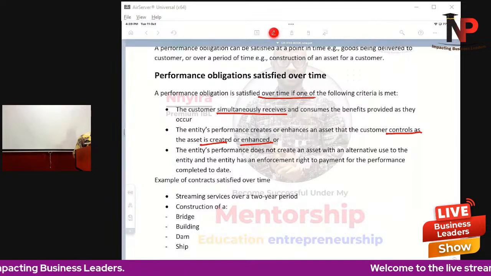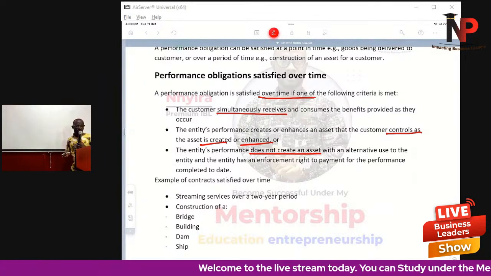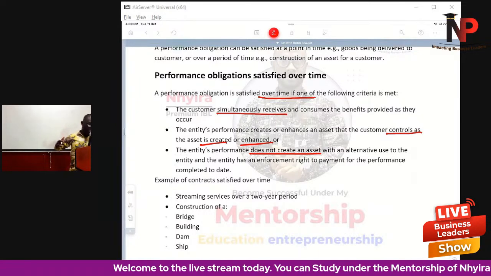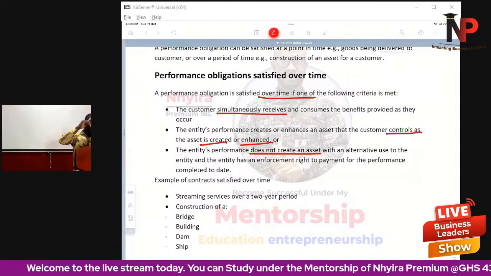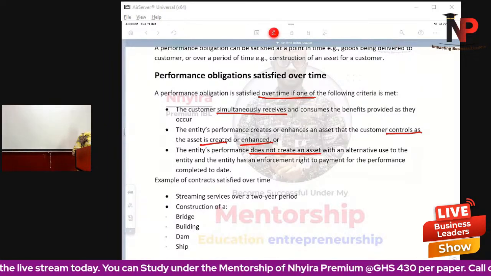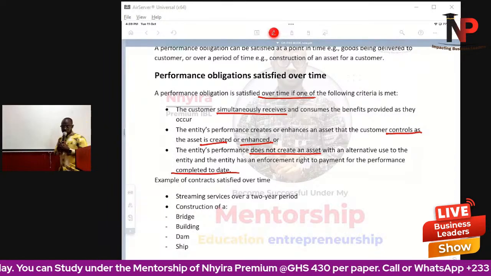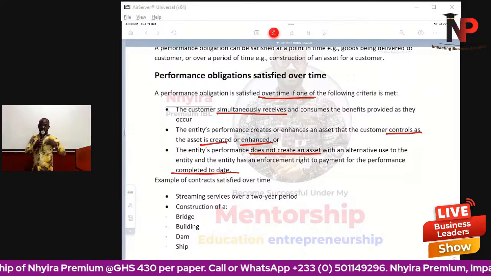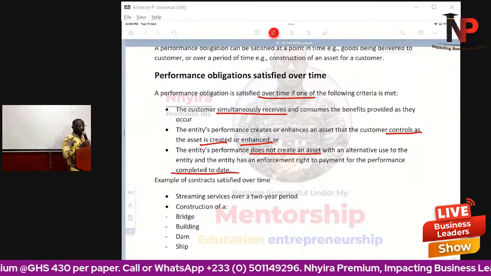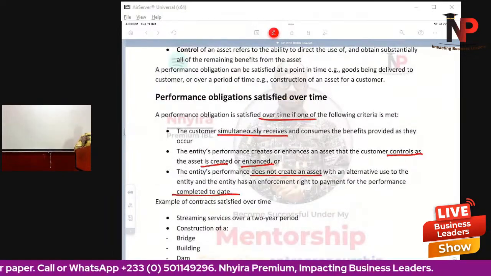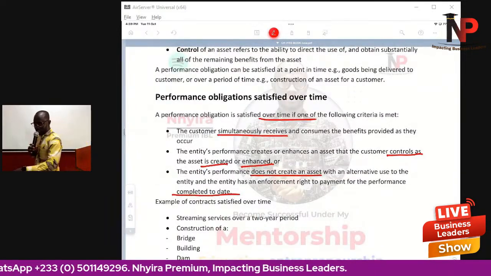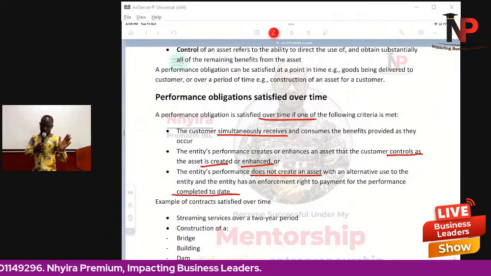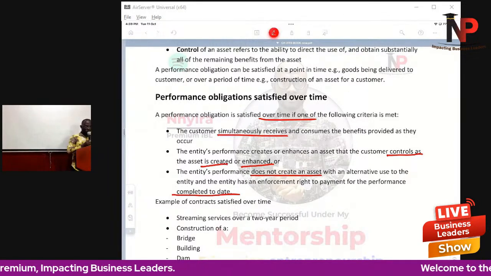Three, the entity's performance does not create an asset with an alternative use to the entity, and the entity has an enforceable right to payment for the performance completed to date. So it means that there is a contract and the customer is under obligation to pay us for the things that we have done so far. If any of these scenarios is present, we conclude that the performance obligation may be recognized over a period of time.